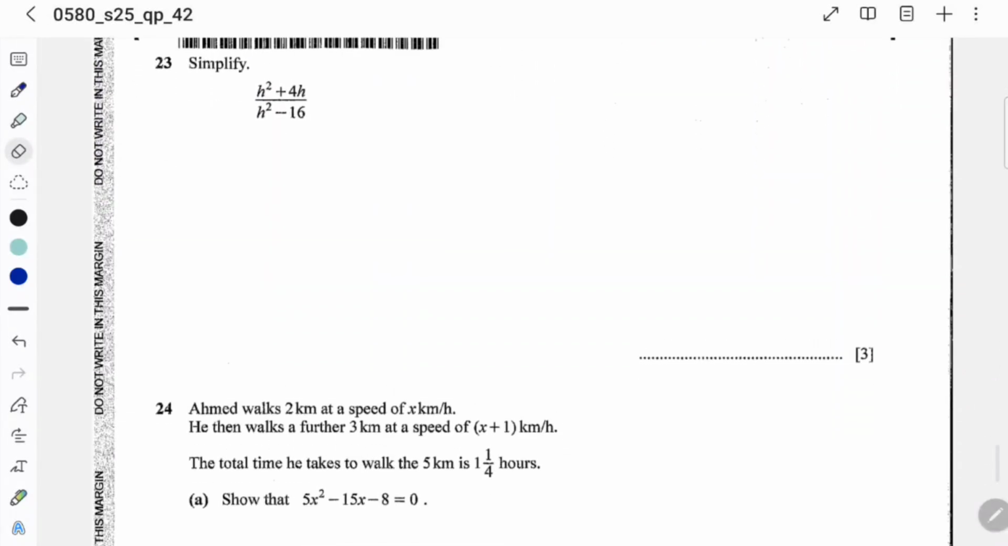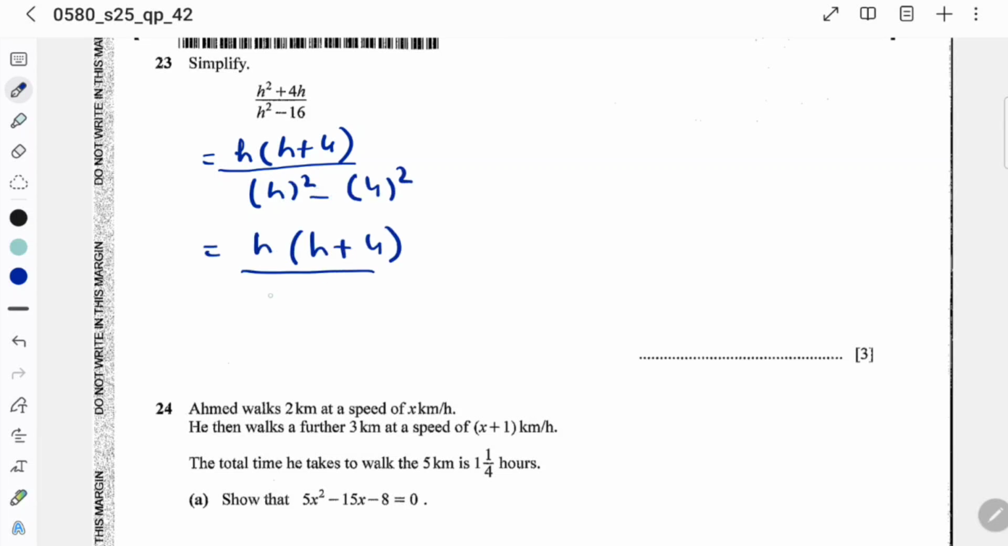Now the next question, 23. In question number 23, just simplify. h common, h plus 4, and use the identity, difference of two perfect squares, h plus 4 and h minus 4. It's a 3 marks question, so I'm adding this step: h square minus 4 square, which is h times h plus 4 and h minus 4, and then you can cancel. Answer will be h upon h minus 4.